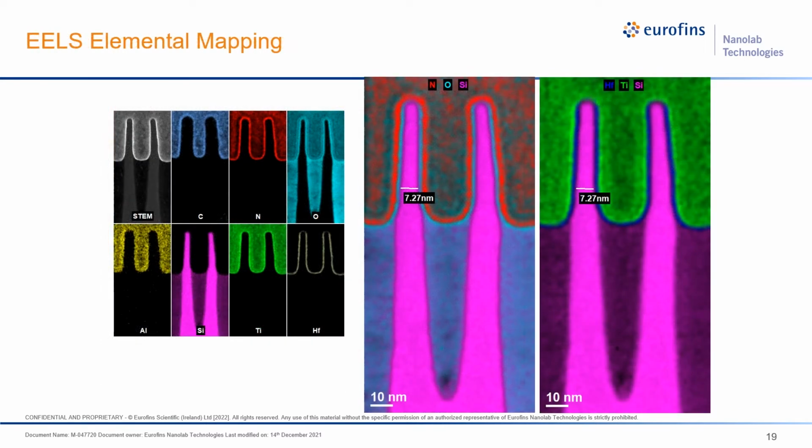Now let's use EELS to see what these things are made of. This is an elemental map of the fin structure. So you can see carbon, nitrogen, oxygen, aluminum, silicon, titanium, and hafnium. You can see that the high K layer, or this shiny layer surrounding the fin, is actually hafnium. From the color overlap map, you can see that the hafnium overlaps with oxygen here. So this shows that the high K dielectric layer is hafnium oxide. So from these color maps, we are able to achieve a sub-nanometer understanding of the elemental distribution of this fin FET.